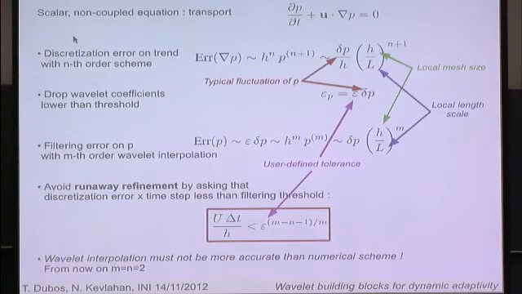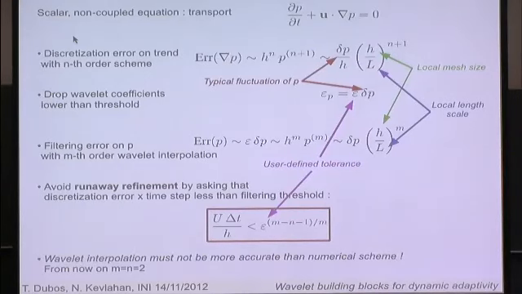Okay, so this will have two consequences. I first make a rough analysis on the simplest possible equation, which is just transport: dp/dt plus u grad p equals 0. First I want to make sure that the discretization error that accumulates during one time step remains smaller than my threshold, because otherwise I will refine my grid only to resolve numerical errors, and I will have runaway refinement.